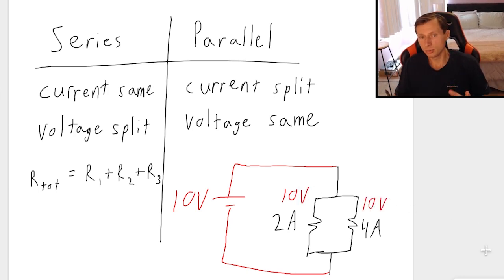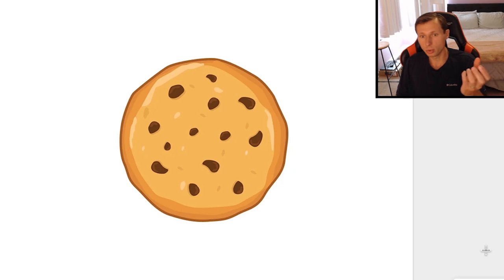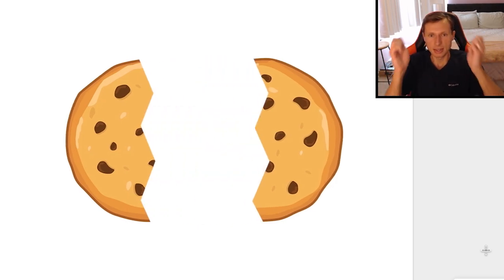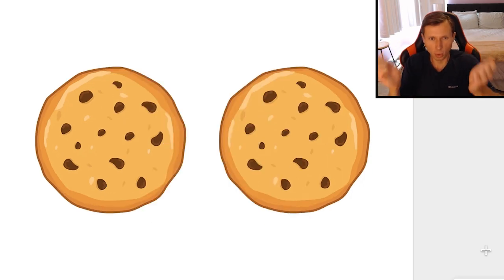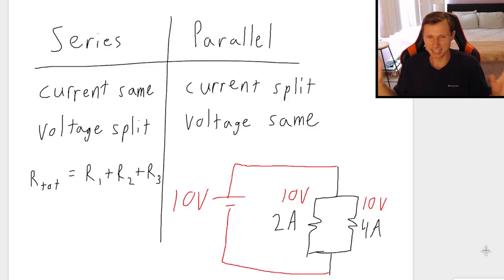The analogy I like to use, it's not a good analogy, I know that, but I like to use it anyway, is imagine I have a cookie, and I see two resistors in parallel who both want the cookie, so I split the cookie in half, and then I give both resistors the full cookie. I know it doesn't make any sense, but that's the analogy I like to use, and my students usually remember it, so good enough for me.